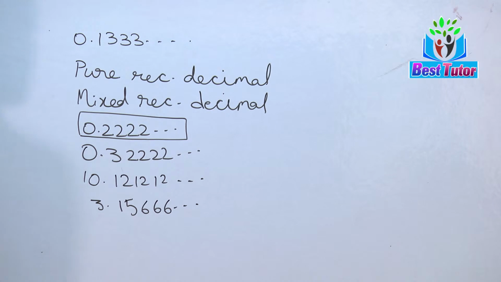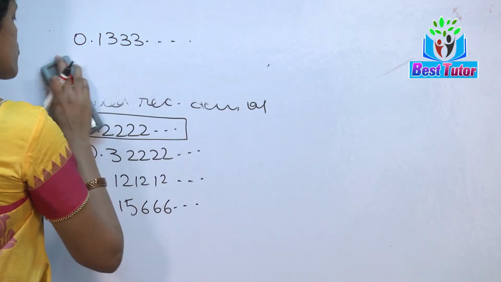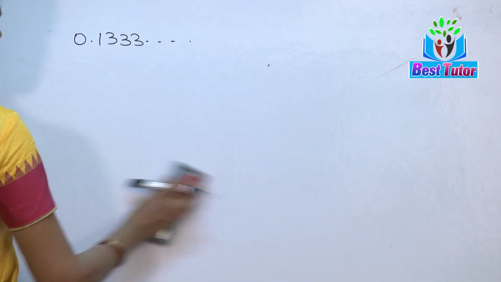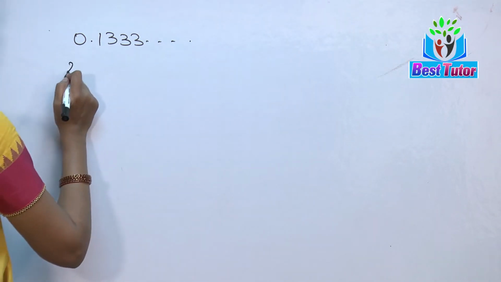3.15666. From the above example, we can say that this is going to be a mixed recurring decimal. Now, getting back to the procedure, I have to prove that this is a rational number. The procedure is as follows.